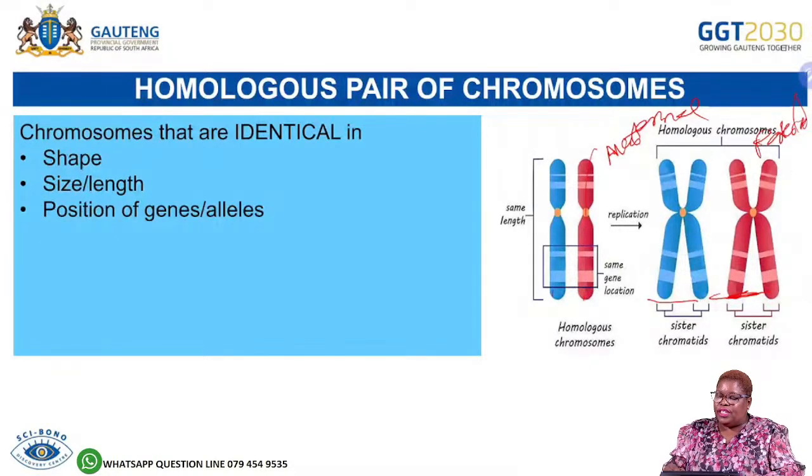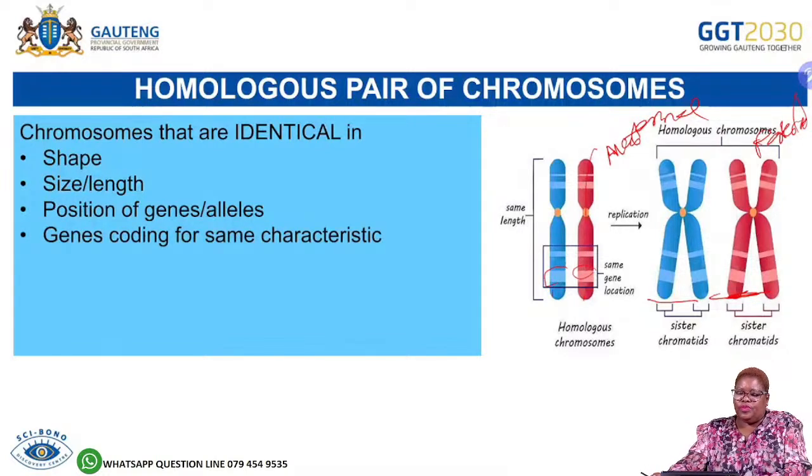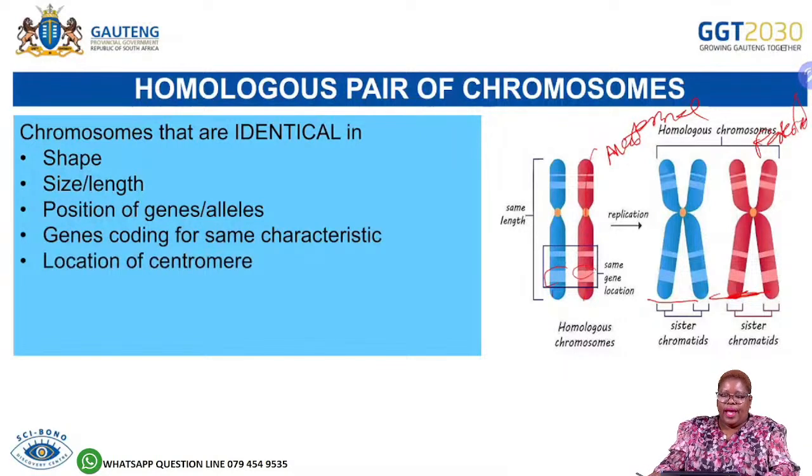Position of the genes, look at the position of the genes here. The position of the gene is the same. The length is the same. The shape also is the same, right? Genes coding for the same characteristics. So chromosomes that are identical also have genes coding for what? For the same characteristics. And then we also have the location of the centromere.